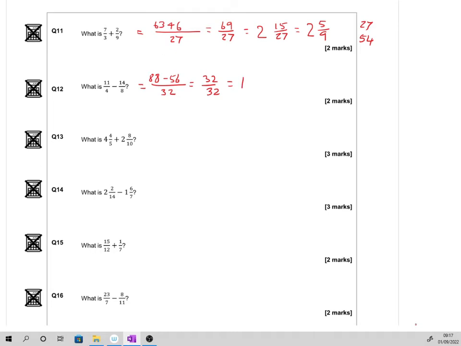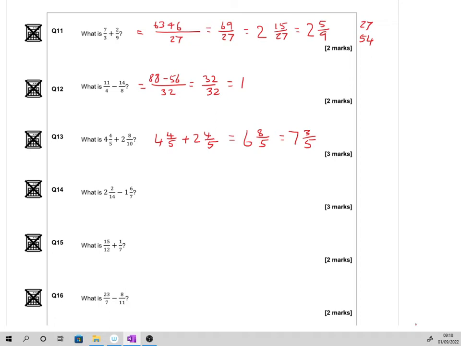4 and 4 fifths plus 2 and 8 tenths. Let's make that both fifths, yeah? So we've got 4 and 4 fifths plus 2 and 4 fifths. So this is going to be 6 and 8 fifths. Oh, 8 fifths is 1 and 3 fifths. So that will be 7 and 3 fifths. Well, these are challenging, huh?